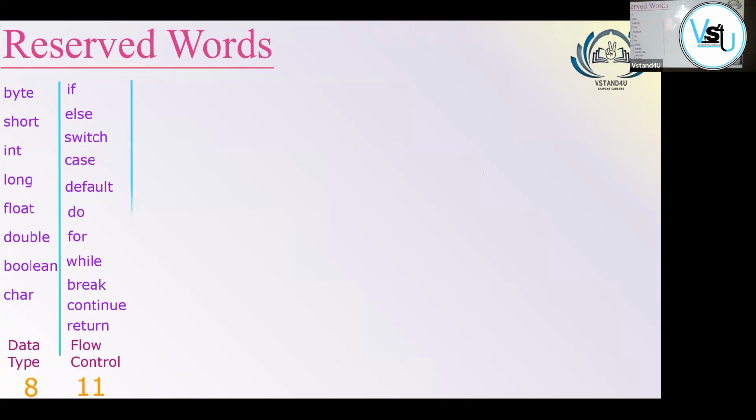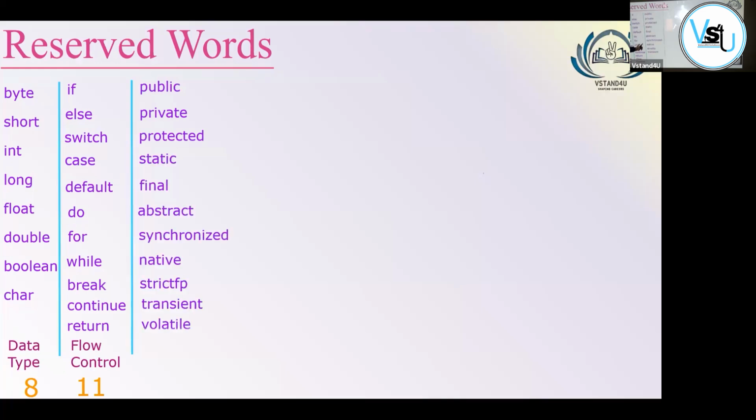Okay. After this, next comes read. Public, private, protected, static, final, abstract, synchronized, native, strictfp, transient, volatile. One more is there called package, which is not listed here. Why? We will discuss that time. These are called access modifiers. Total are 11 plus 1.